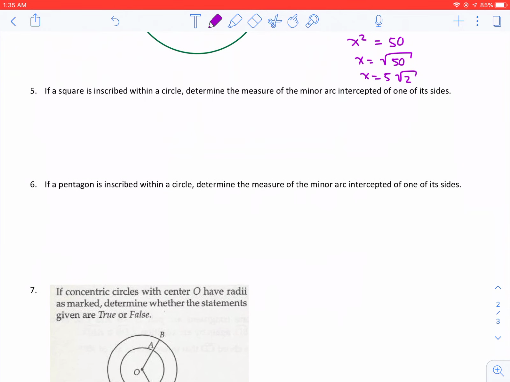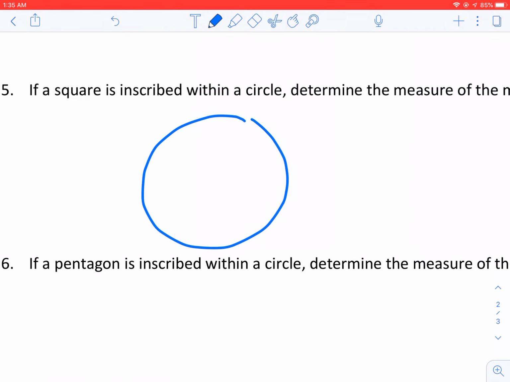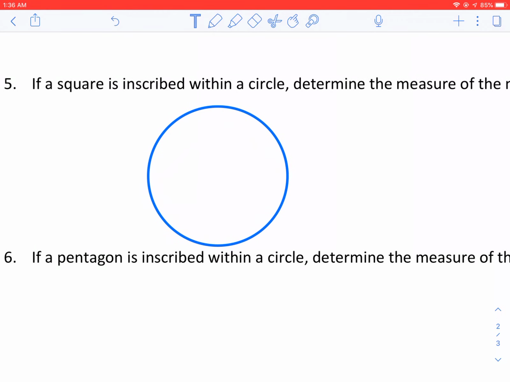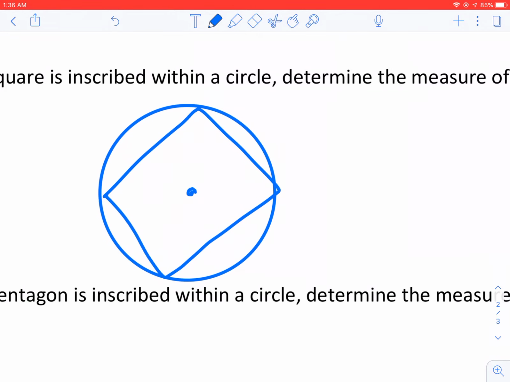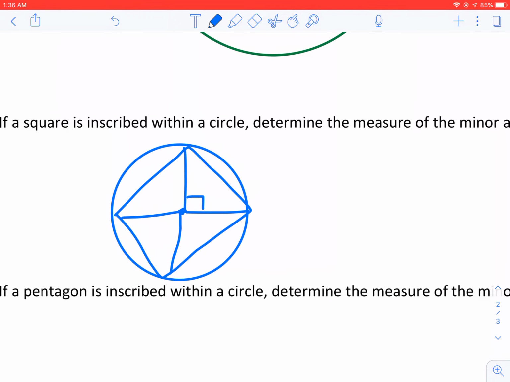Numbers 5 and 6. If a square is inscribed within a circle, so here's a circle, and we've got a square in here. I don't need to make this perfect. You've got a square in here, and the center. That's going to be a right angle. A square is a rhombus, remember. Properties of a rhombus: their diagonals are perpendicular to one another. So there we go, that's 90 degrees.